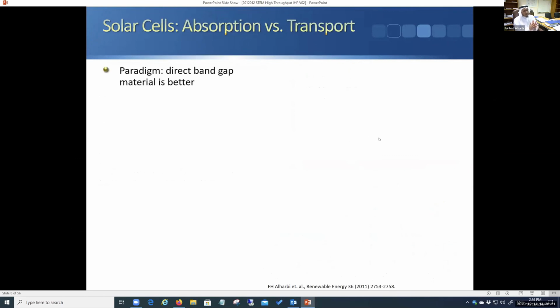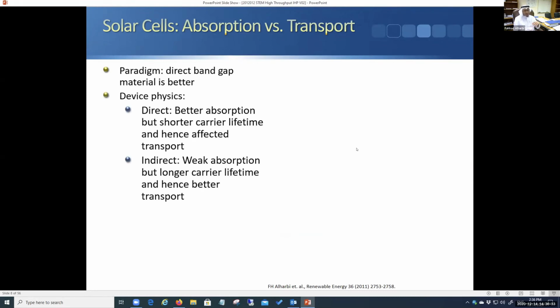Okay, and now when we go to some other device aspect, which is the paradigm between absorption and transport. Commonly, a lot of people take it as preferable to have a direct band gap material, and this is better. This is just because the direct gap material provides better absorption, but shorter carrier lifetime, and hence it reduces the transport. The indirect is weak absorption, but the lifetime is getting larger, and that's a kind of equation and trade-off. When we see what's dominating the market, silicon, it's an indirect gap material, it's not direct.